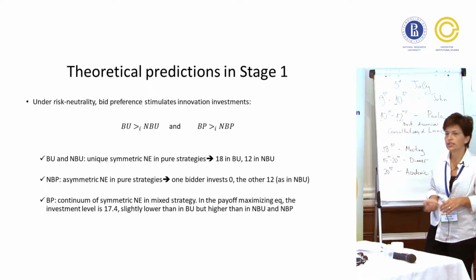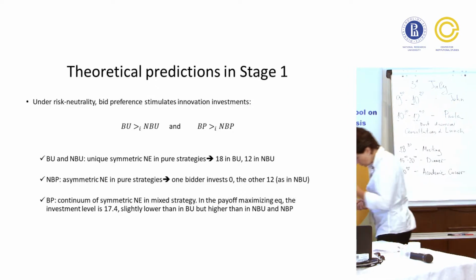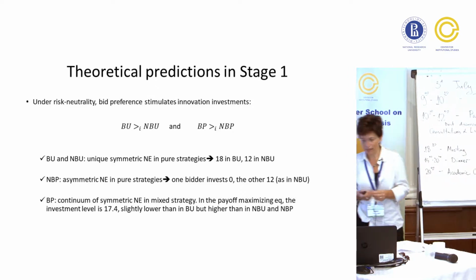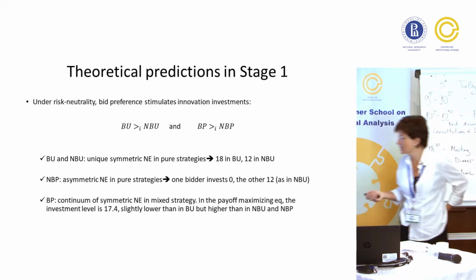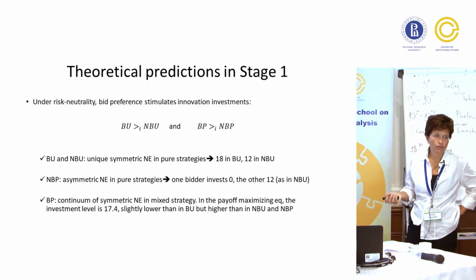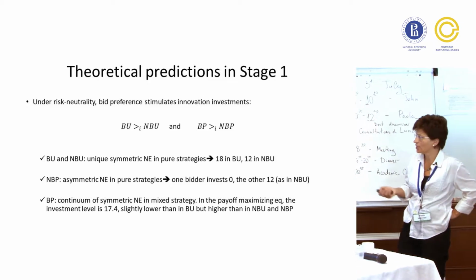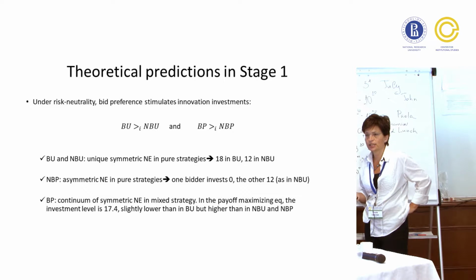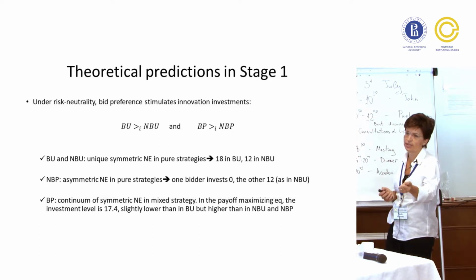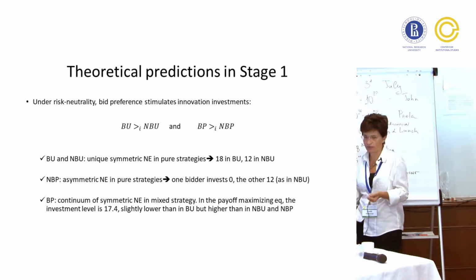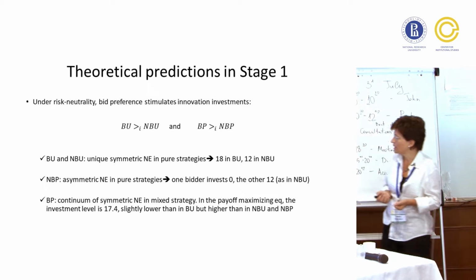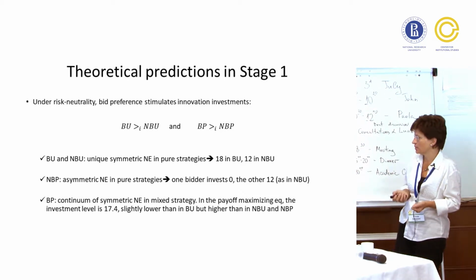When we move to the procurement of innovation treatments, in the case of no bonus, we have a Nash equilibrium in pure strategies, which says that one bidder will invest 0 and the other will invest 12, as in this treatment above.